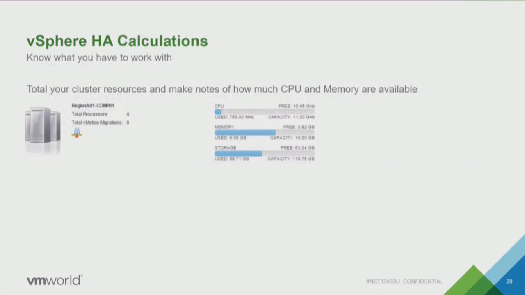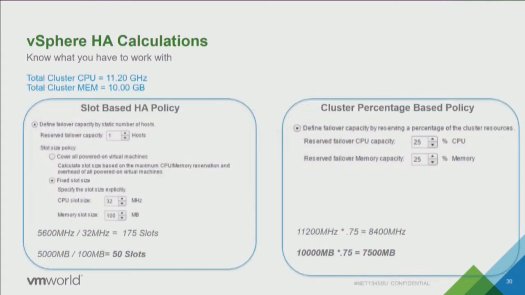So we'll give you an example. This is in a lab environment, so my host had only 10 gigs of memory on it and very, very little vCPU. But when you're going through and making these calculations, you need to know what you have to work with. So total up your cluster resources, and make notes of how much CPU and memory are available. I've got those listed up here as our total cluster CPU and total cluster memory.